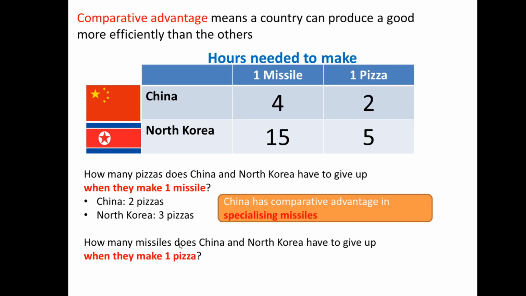If we do the same comparison, how many missiles do China and North Korea have to give up in order to make one pizza? How many? One-fifth, yep. That's right. So this is the calculation.